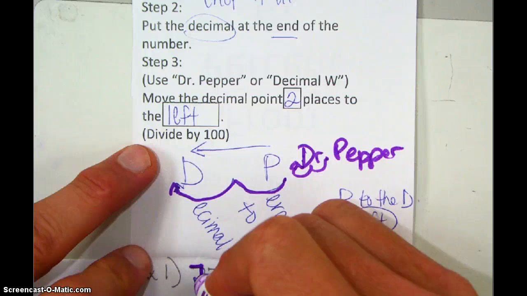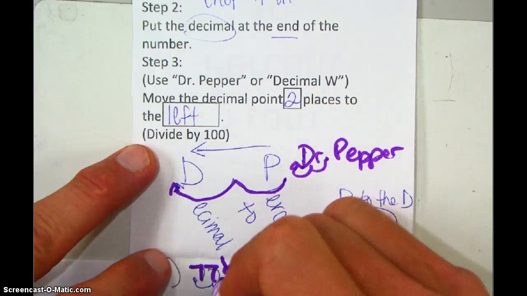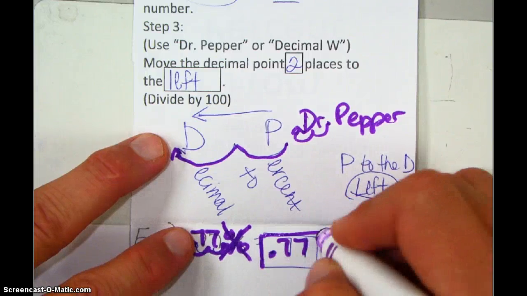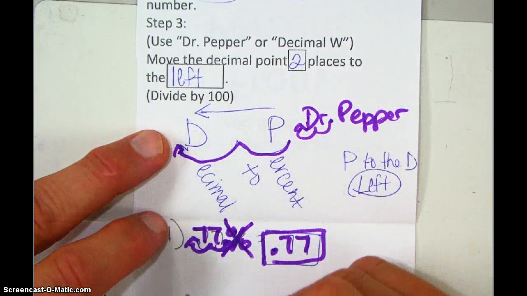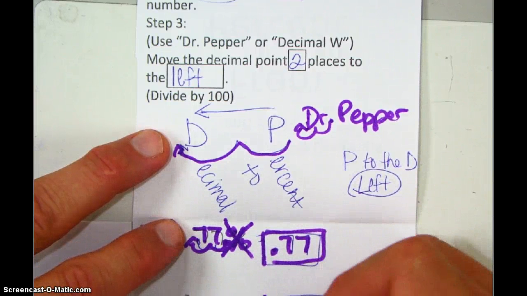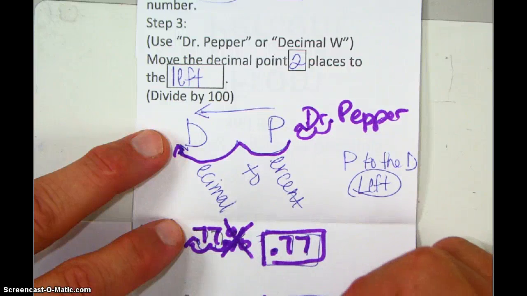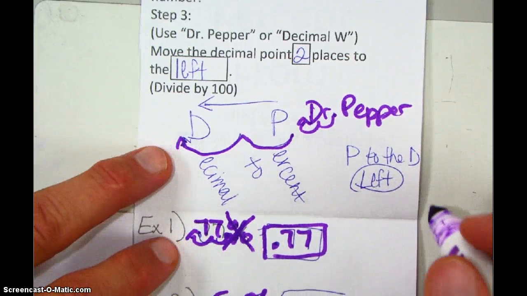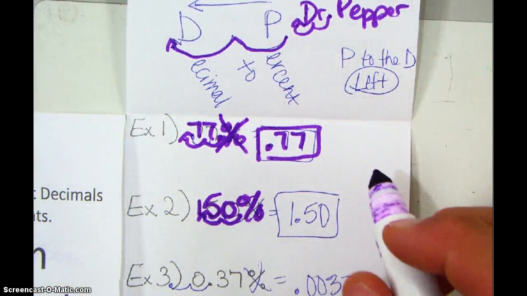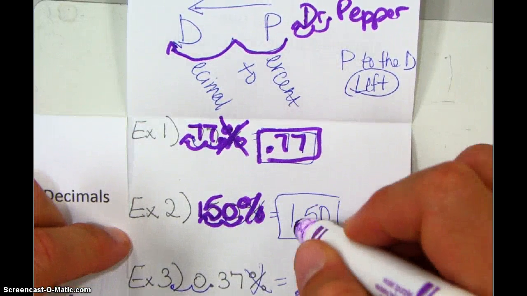All right, so let's look at example 1. We started with 77%. We're going to get rid of that, and then the decimal's here, move it two places to the left, and you have 0.77. All right. In this example, you have 150%. Okay, so put in a decimal, move it two places to the left, and you have 1.50. So if I have 150% of a hot dog, I have 1.5 hot dogs.